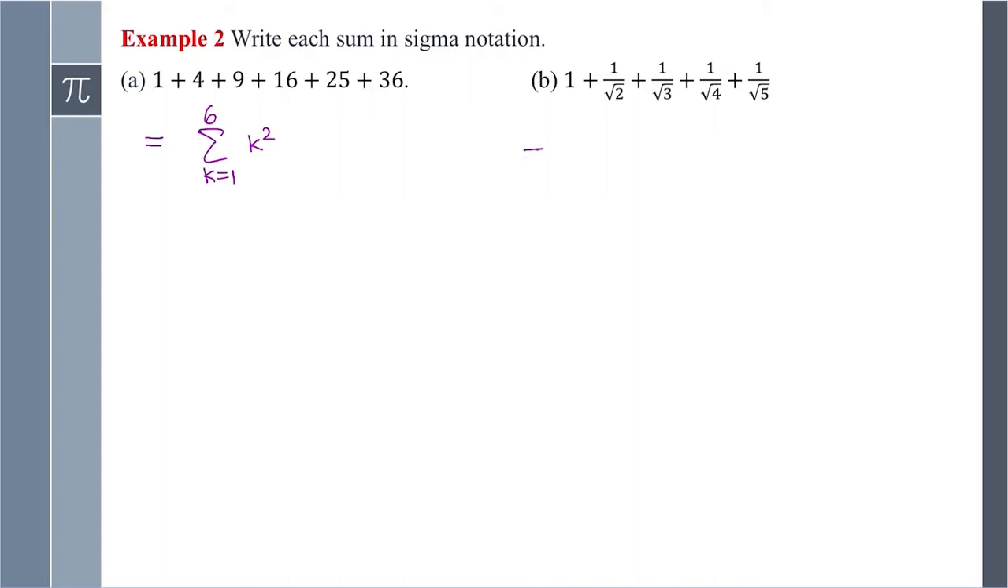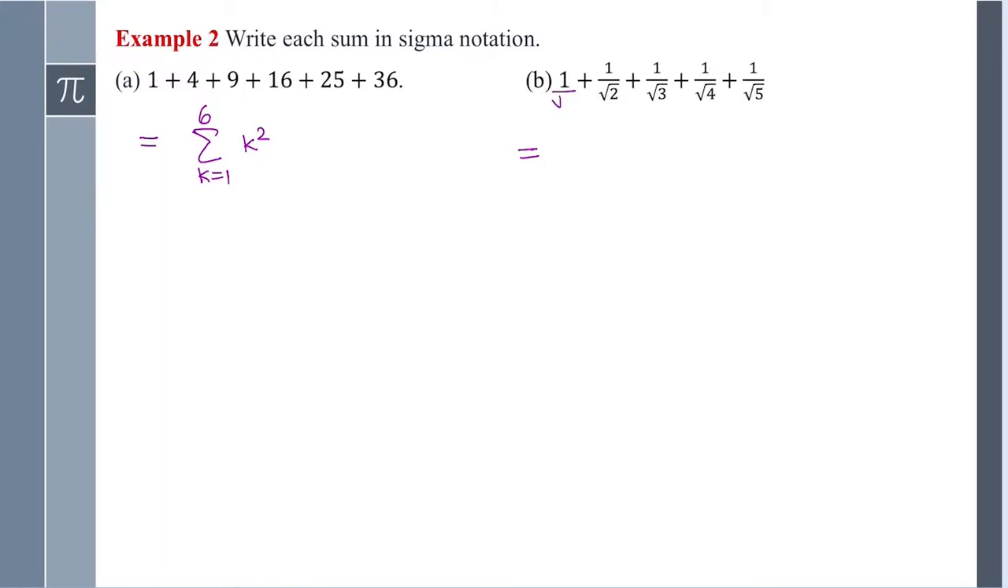Similarly, for this example, if you look over here, we have 1, and we can rewrite this as 1 over the square root of 1, because that's not going to make any difference. So we see that the numerator is always 1.